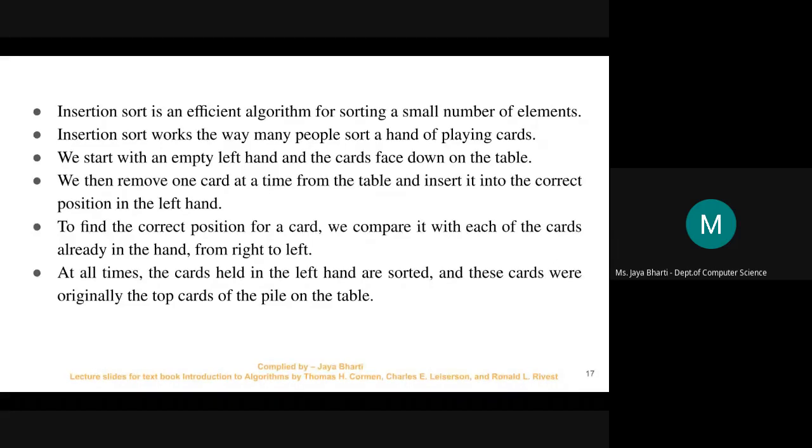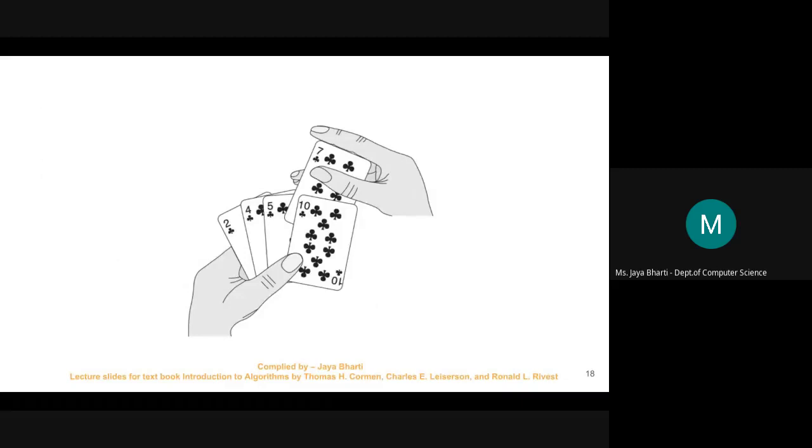So suppose you have a pile of cards and you pick the first card. If it is the first card, you cannot compare it with anyone. Now you have the first card and you pick the second card. When you pick the second card, you now have two cards, so you can compare. You will compare from right to left. Whichever has the smaller value, you place it to the left, and the other one to the right. So this is the way.